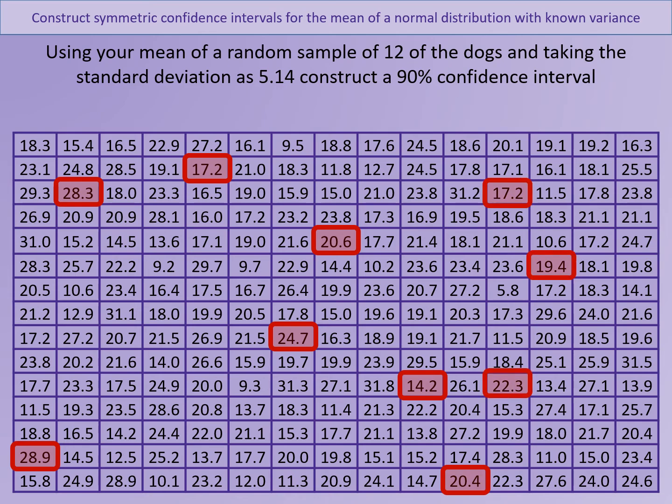This could be calculated using a random number generator on a calculator. We then add these together and divide by 12. This gives us a sample mean of 21.74.